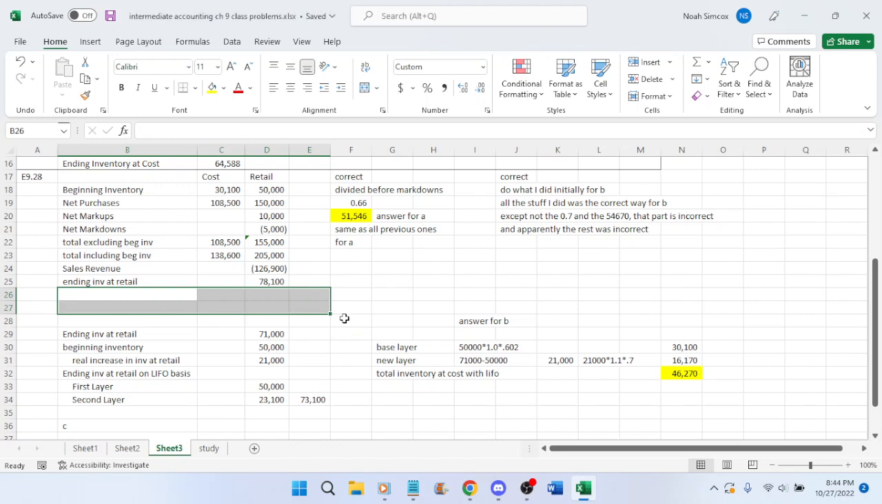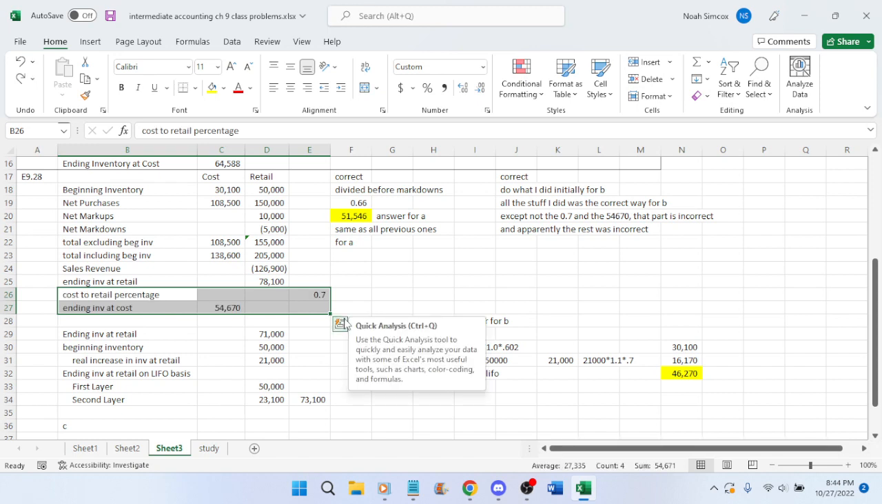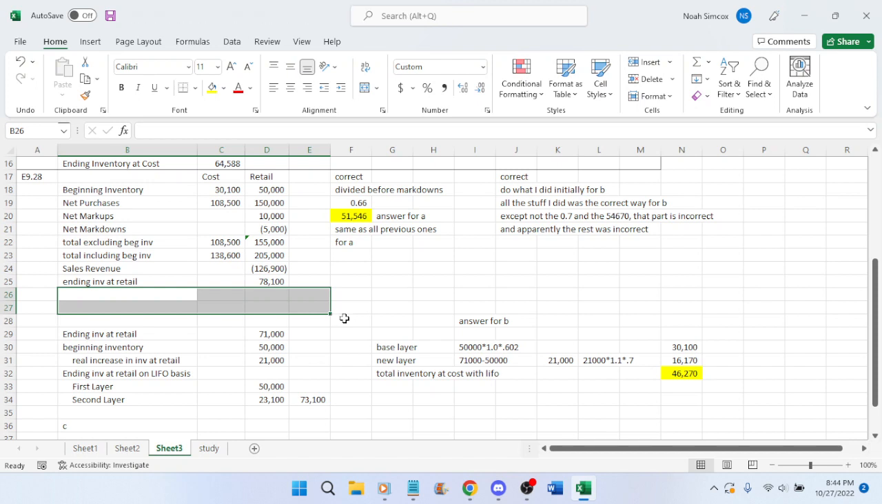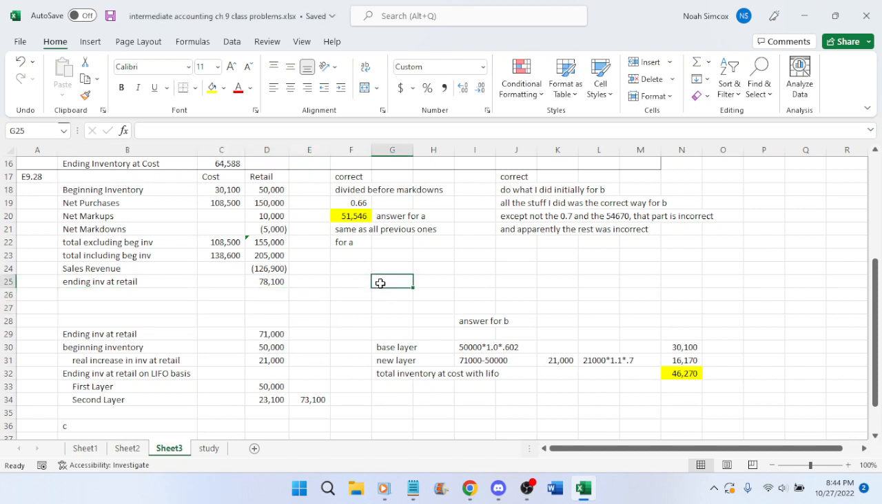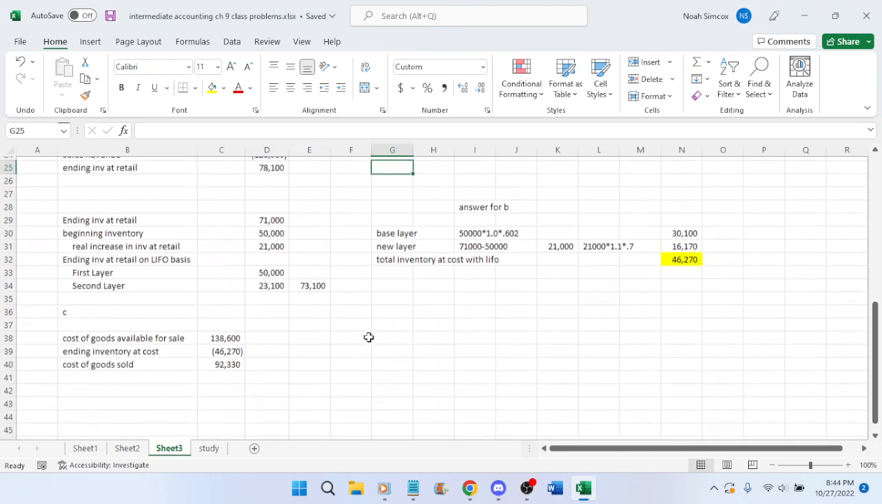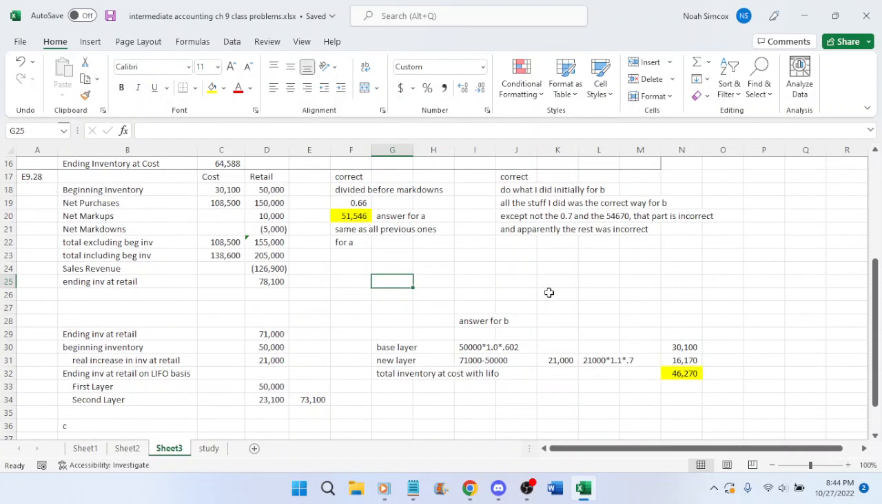So delete those two. That shouldn't mess up anything. What is all this? Okay.